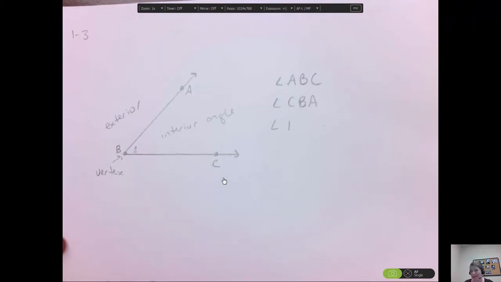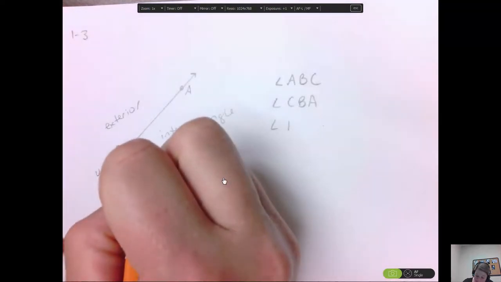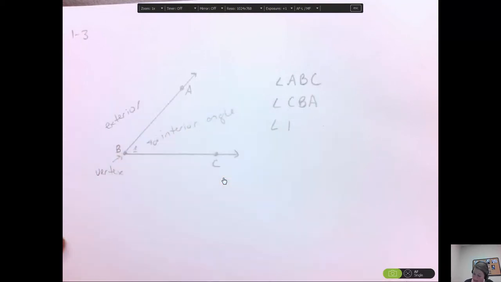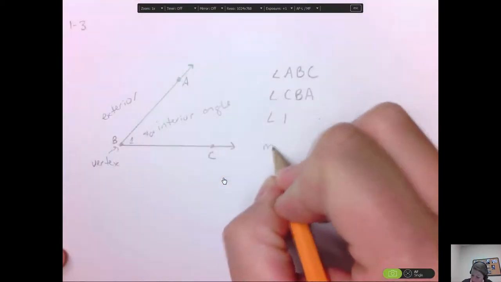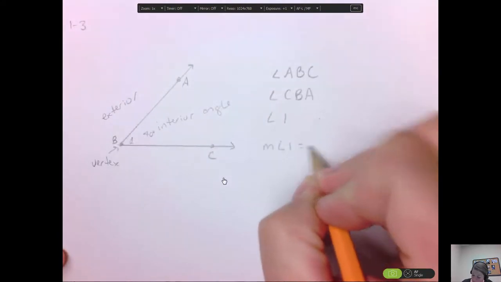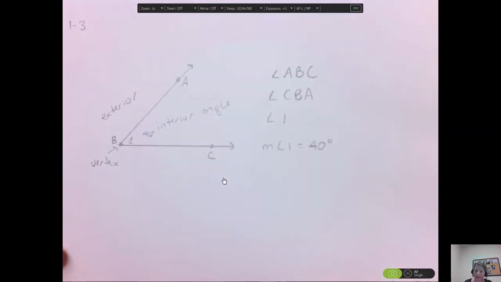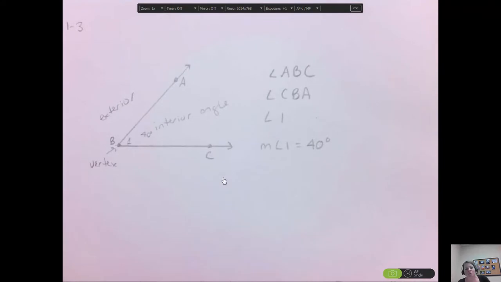What if I wanted to talk about the measure of this angle? So let's say this angle here is 40 degrees. I don't know what it is. So if it was 40 degrees, the way we would say that is the measure of angle 1 equals 40 degrees. You would use a little m to represent measure of that angle. Okay, so those are kind of how you define them.